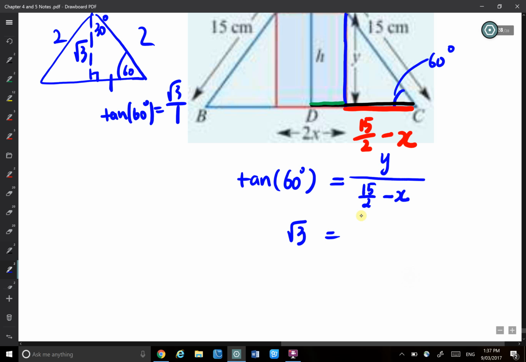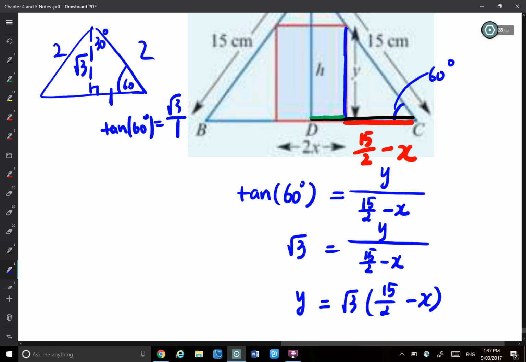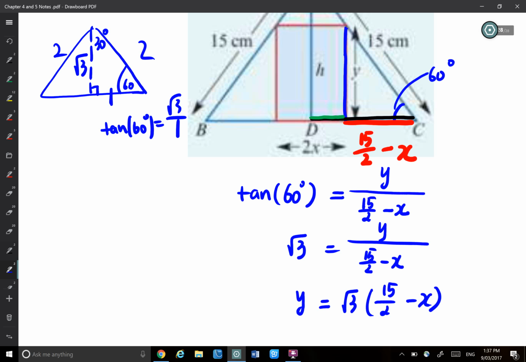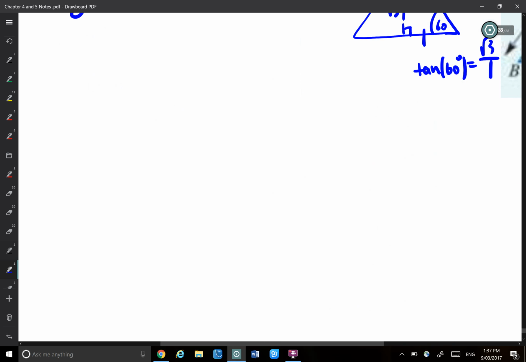So root 3 equals y over 15 over 2 subtract x. Then y must be root 3 times the bracket 15 over 2 minus x. That is the y value. I have y here, some expression in terms of x, and the special angle 60 degrees, and I can work that way. y equals that already.